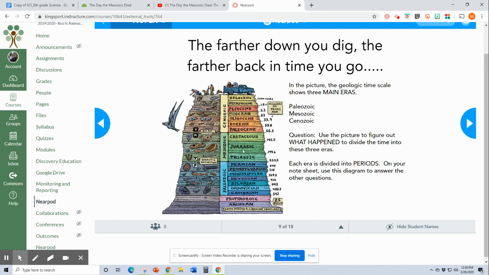So guys, you notice that these time periods, they're not equal. We don't divide our geologic time scale into these nice equal sections. What we do is we have divided it based on some type of important event that happened.